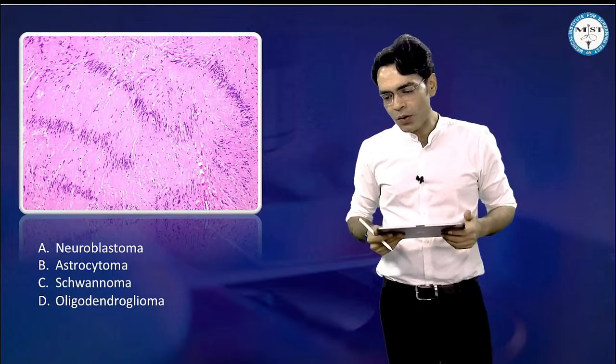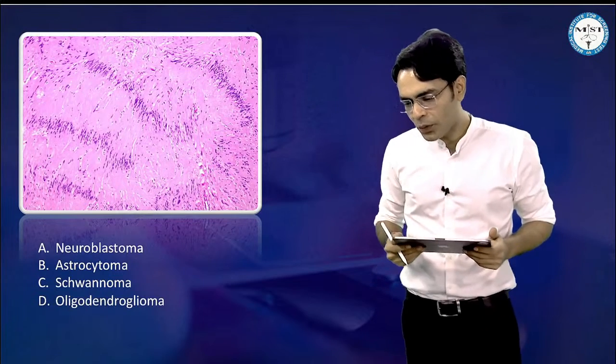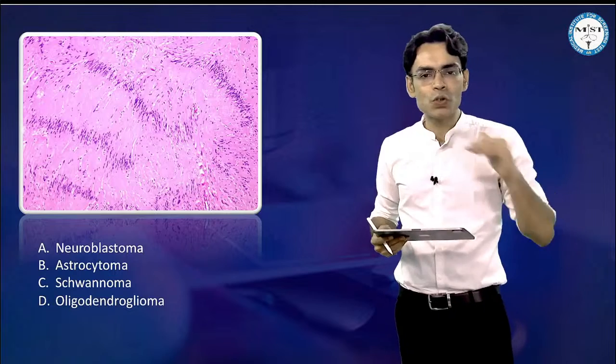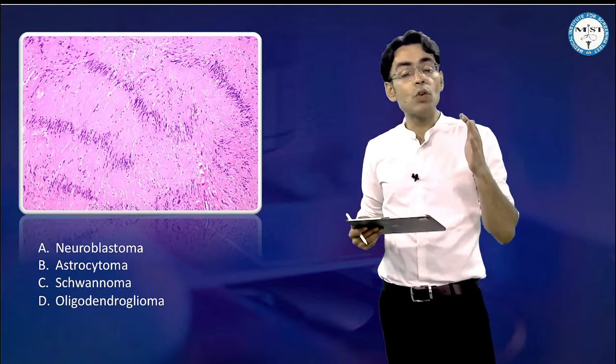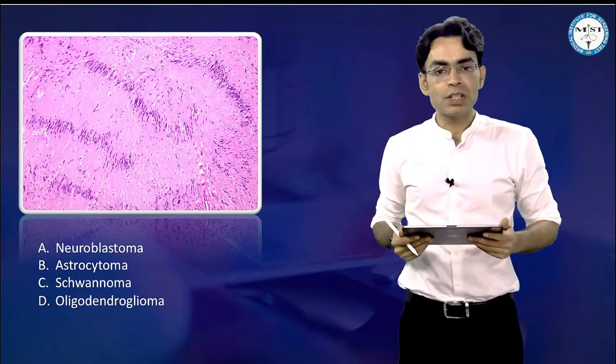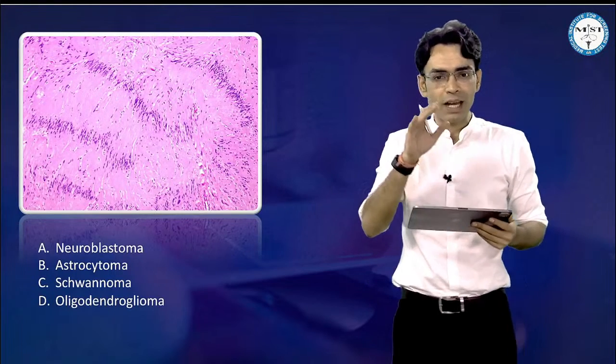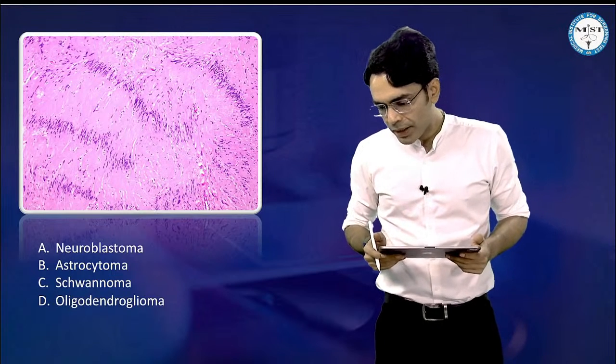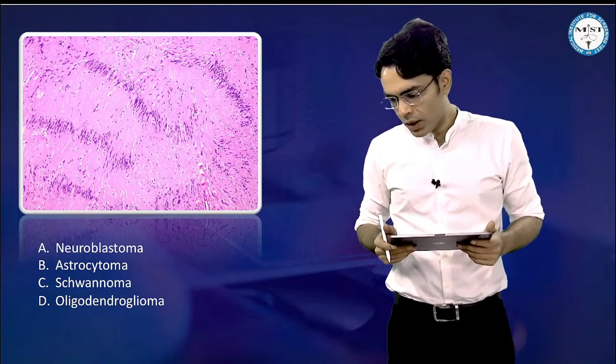Quickly, tell me. Beta, medulloblastoma will not show psammoma body. Medulloblastoma will give you Homer-Wright rosettes. Medulloblastoma never gives you psammoma body. Psammoma bodies are with meningiomas, okay?